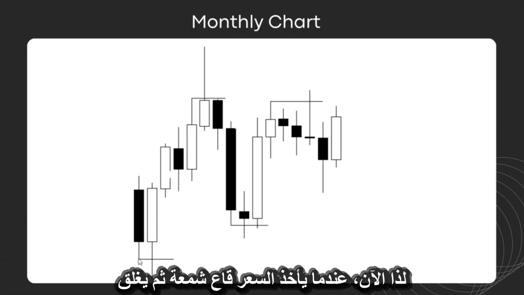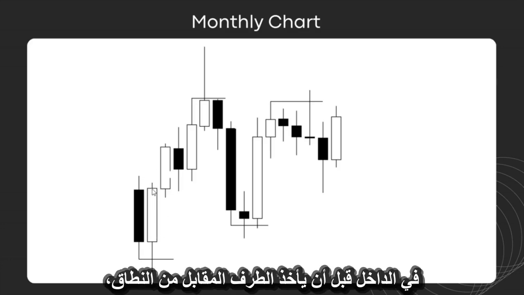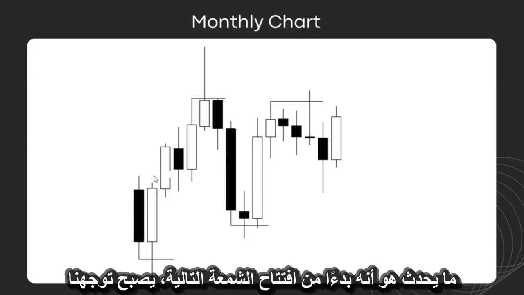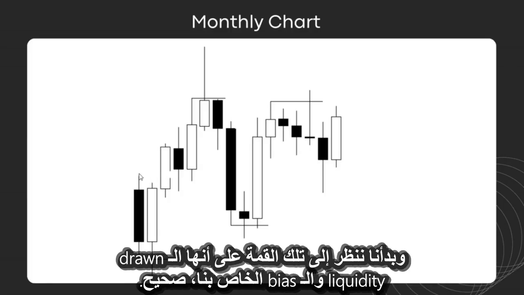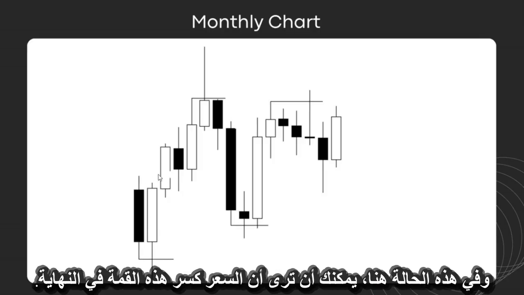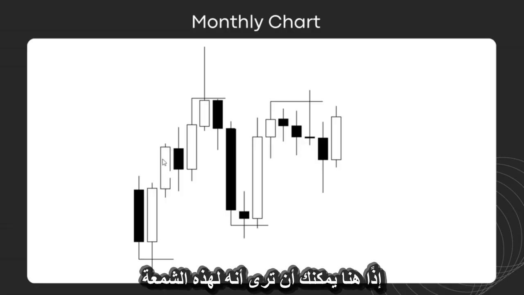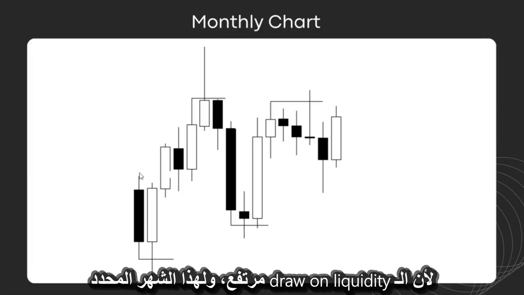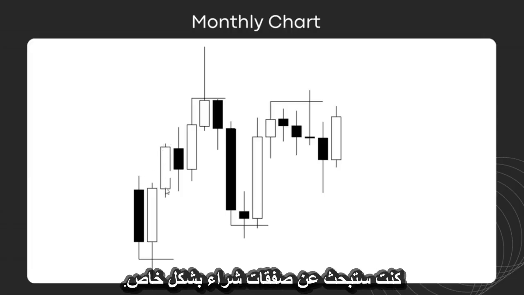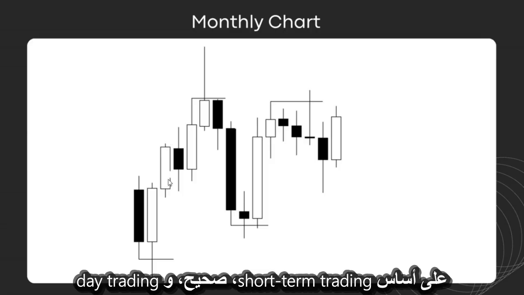So now when price takes a candle's low and then closes inside just before taking out the opposing end of the range, what happens is, starting with the next candle's open, our bias and our drawn liquidity becomes the opposite end of that range, and we start looking at that high as our drawn liquidity and our buys, right? Now in this case right here, you can see the price eventually took this high and closed above. So for this particular monthly candle, for the whole month you would have had a bullish directional bias because the drawn liquidity is the high, and for this month you would be looking for longs, particularly on a short-term trading basis, right, and day trading basis.